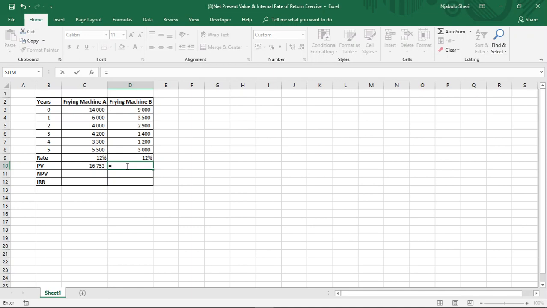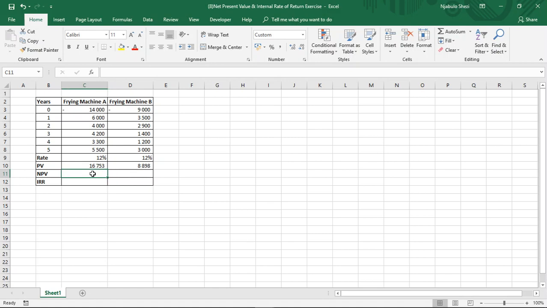Equals NPV, open brackets, our rate is 12%, and then our discounted cash flows all the way from year 1 down to year 5, close brackets, enter. We have 8,898 rands. Okay, cool. Now we need to find the net present value.